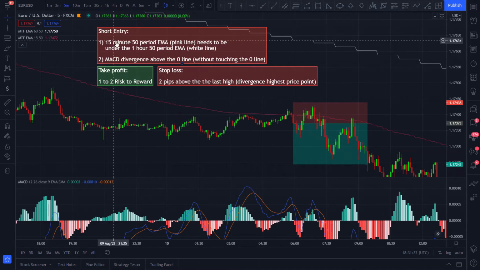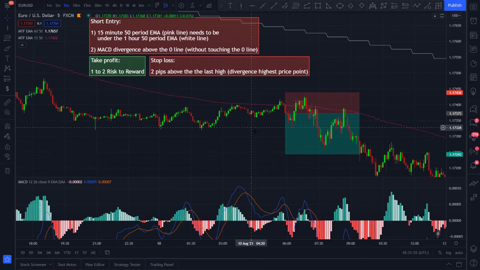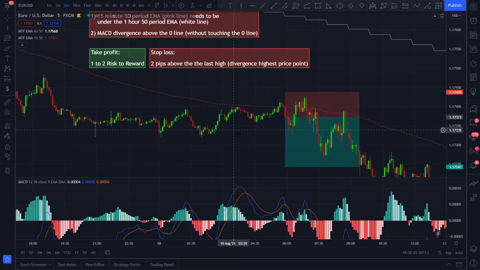For a short entry, you need the 15 minute 50 period EMA, which is the pink line, to be under the 1 hour 50 period EMA, which is the white line. As you can see, we are in a bearish trend, so we are ready to set up a short position. The second rule is you need a MACD divergence above the zero line without touching the zero line. So what is a MACD bearish divergence? It's basically the opposite to a bullish divergence.